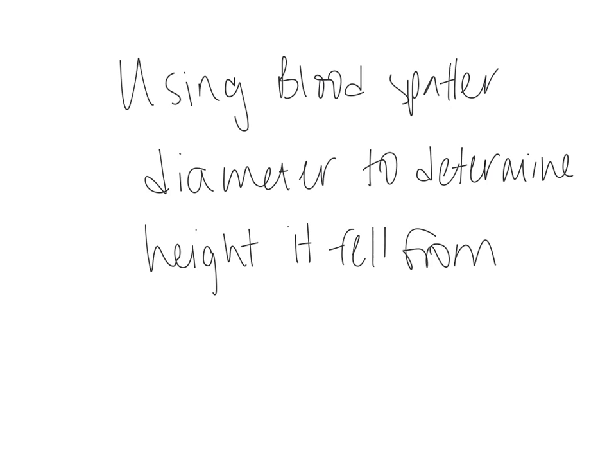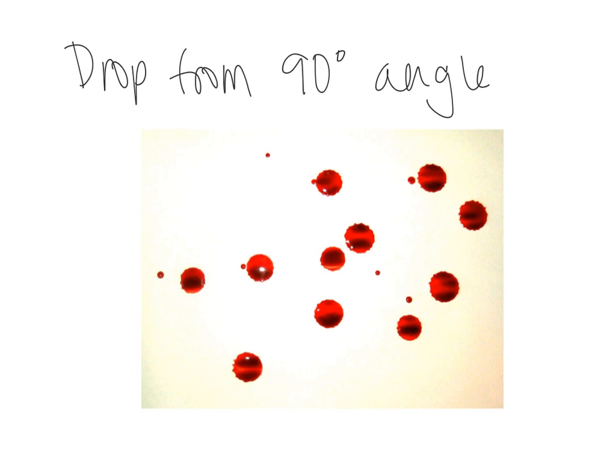In this video, we're going to talk about how we use blood spatter to determine the height that blood fell from, just like we did in class. When we're talking about blood spatter and the height that it fell from, we have to make sure we understand that the blood fell from a 90-degree angle. That means straight down, just like you guys did when you were in lab. So when blood drops at a 90-degree angle, it makes this nice circular pattern like this seen here.